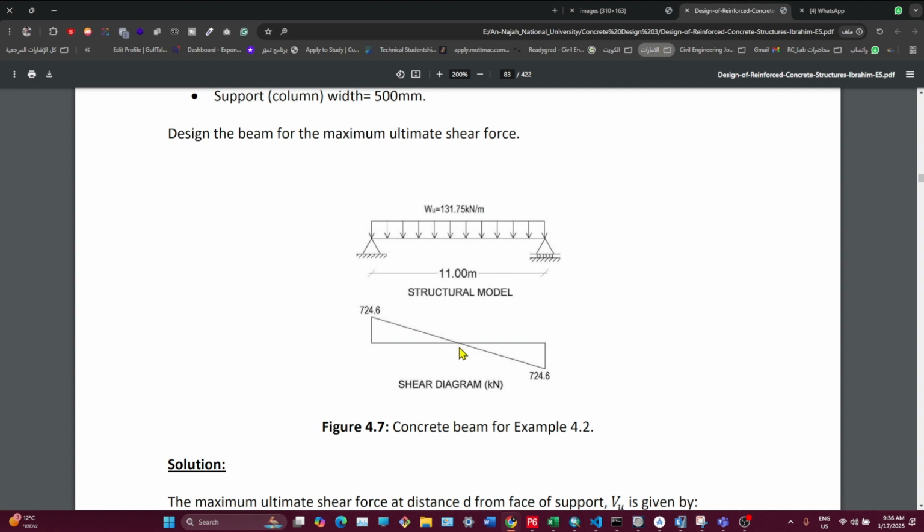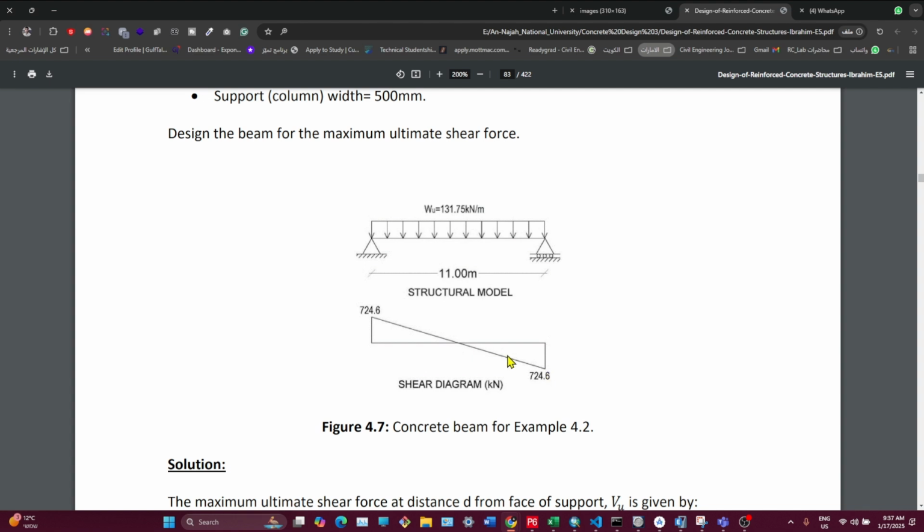And here at the middle, the shear force at this value would be W ultimate times 11 over 2, the half of 11. Did you understand me? I mean here the shear will be 0 because we linearly decrease the shear until this point, where it will be 0.